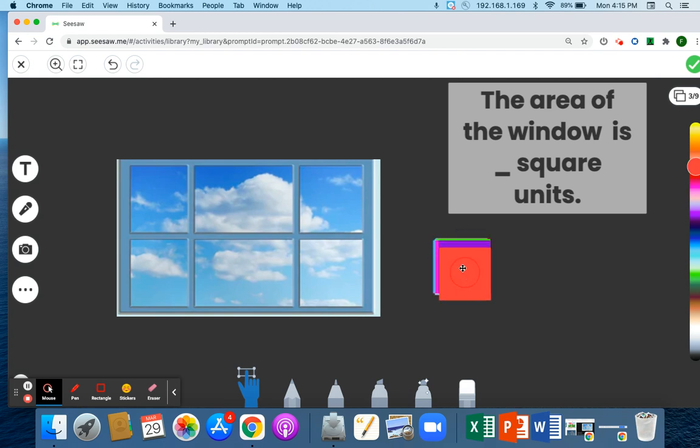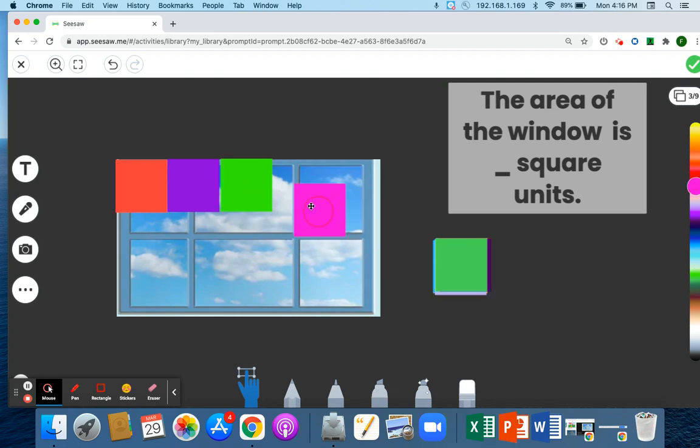So to measure area, we use square units. And today we have a pile of our square units here. To measure the area of this window, we are going to cover this window with square units. Now the square units cannot overlap, which means be on top of each other. The square units have to touch each other right at their edges without too much space in between.